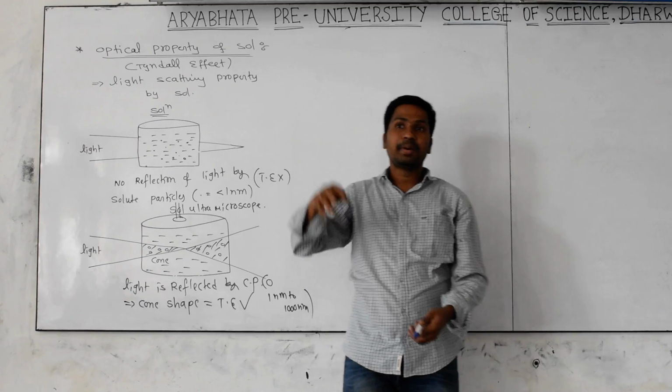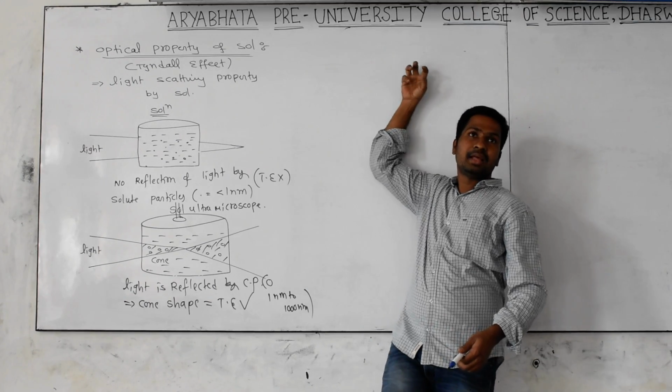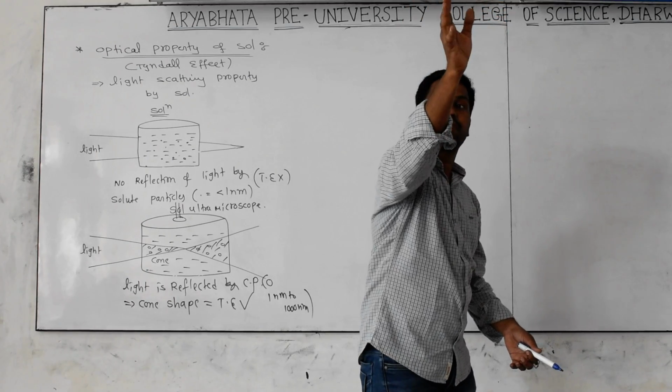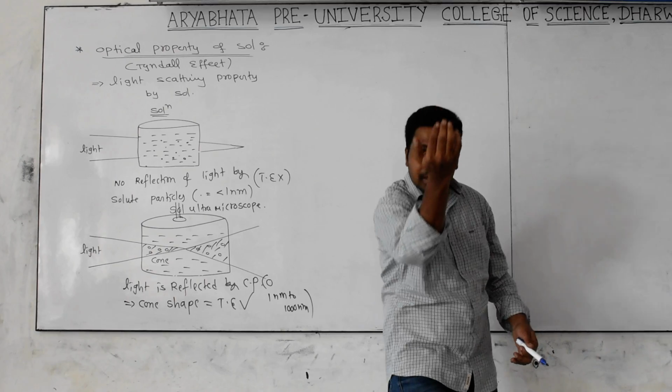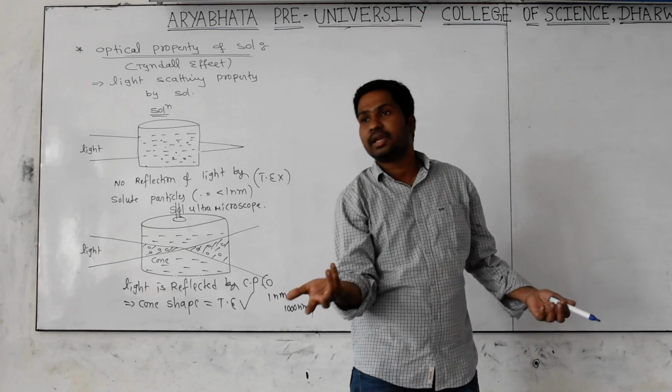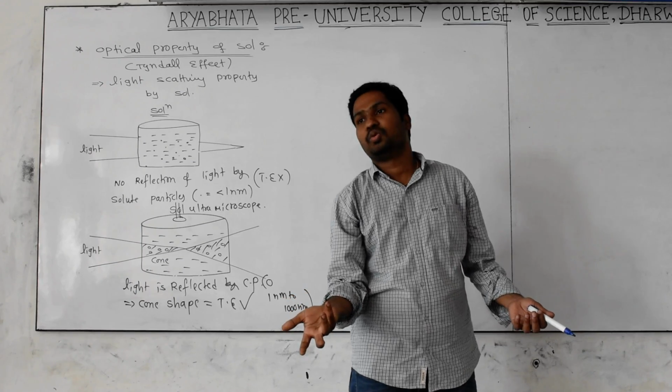Yes or no? What is happening? From the projector, light is coming. That light falls on the dust particle, then the dust particle reflects that falling light. That light we see, and then we can observe the dust particles in the air. So dust in air is nothing but a sol.